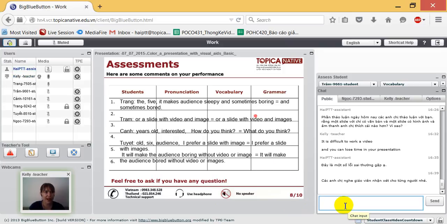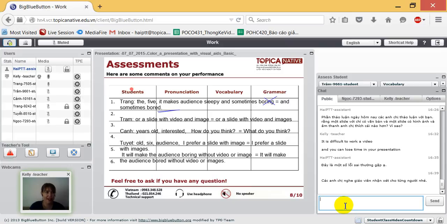So, Trang, can you please repeat after me? The. 5. Excellent. And then in your role play, you said it makes the audience sleepy and sometimes boring. Okay, so again, we wouldn't say boring there. We would instead say, and sometimes bored. It makes them sleepy and bored. Okay, Trang? Do you understand the difference? Yes.